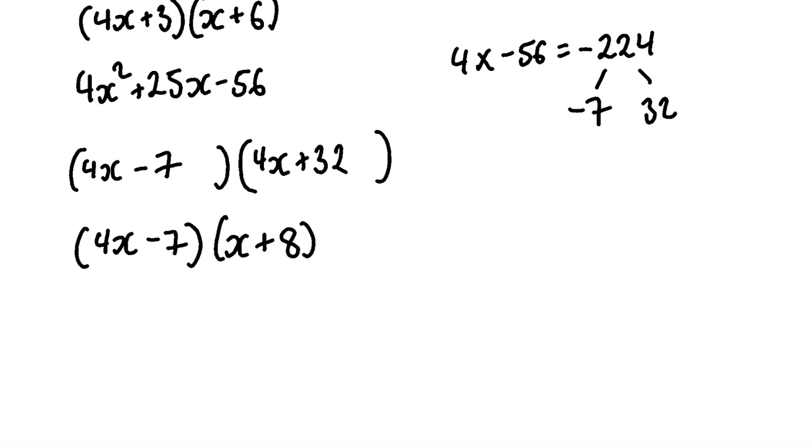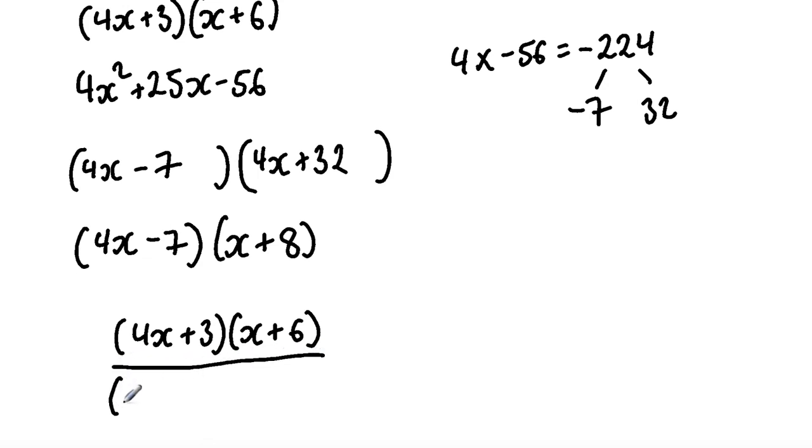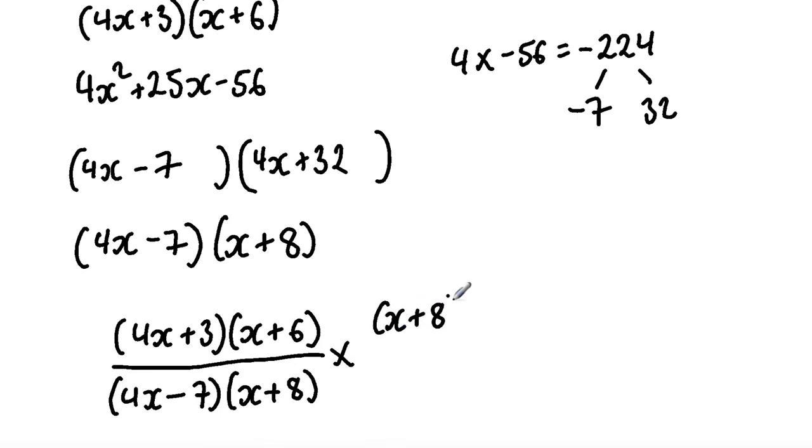Now I'm going to put it all together. So the numerator, when we simplified it, we had (4x plus 3)(x plus 6), which was over (4x minus 7)(x plus 8). And on this side, it was multiplied by (x plus 8) over (x plus 6).